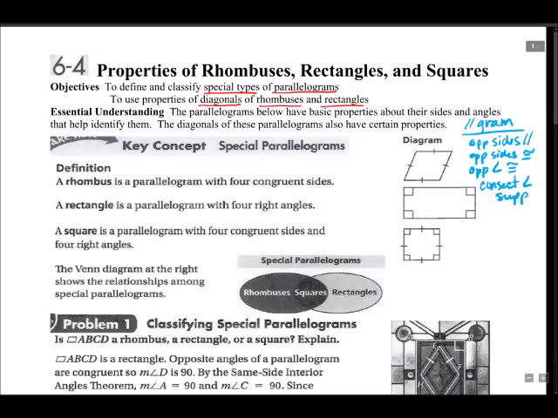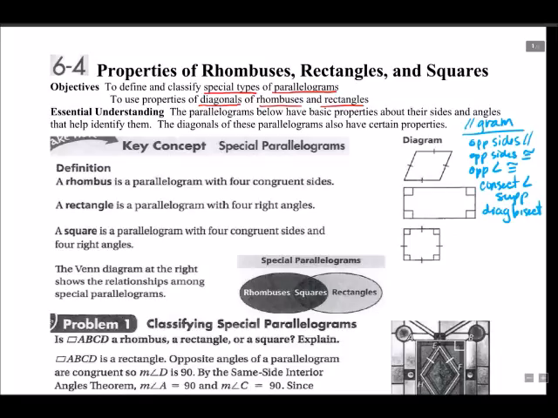And what was the last one? That's right. Diagonals bisect each other. So both of them are bisected. So that was 6.2, parallelograms. Those are our properties of parallelograms.